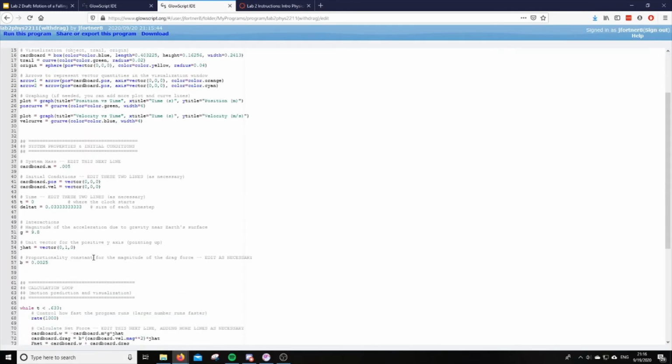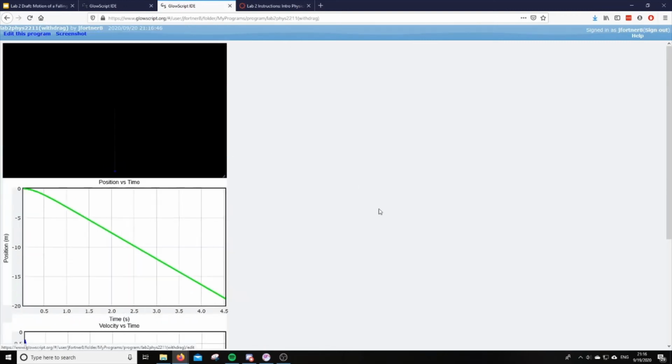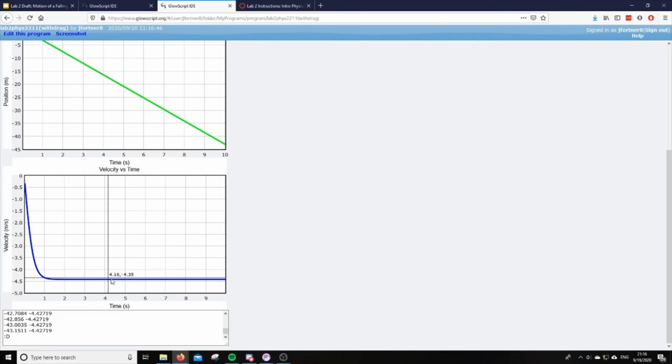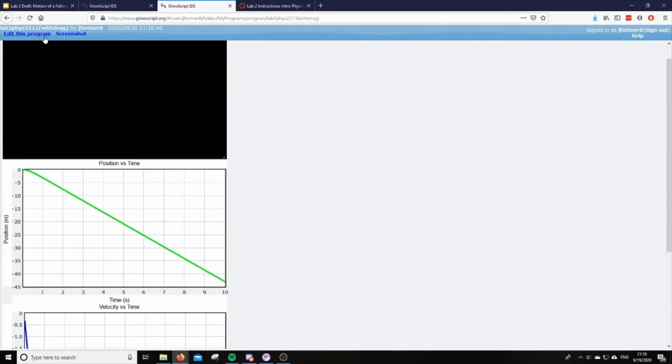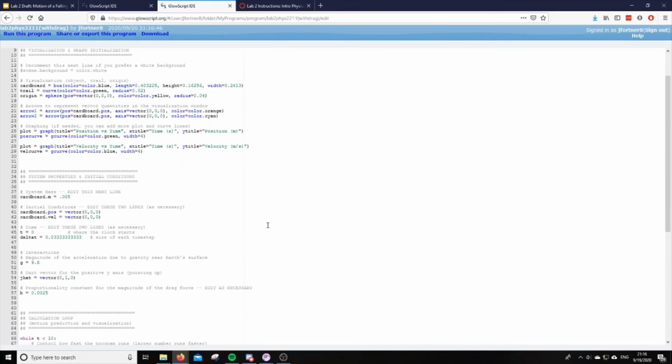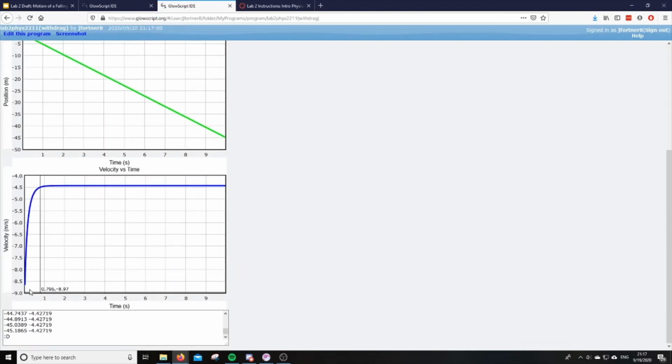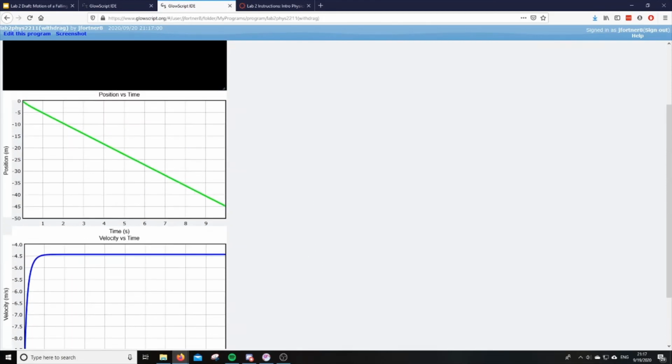And if you increase the time, say to 10 seconds, then you can see much more clearly that the velocity reaches this constant terminal velocity. And this occurs no matter what the initial velocity of the object is. So say the object is thrown down rather than being thrown from rest, say at negative 10 meters per second. You'll see the velocity actually decreases and comes right back to this terminal velocity of negative 4.427 meters per second.